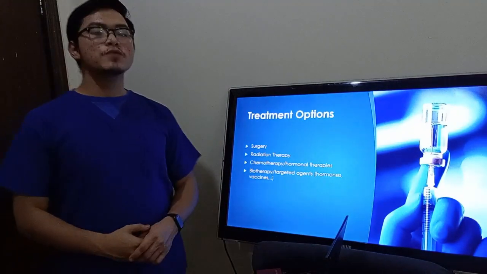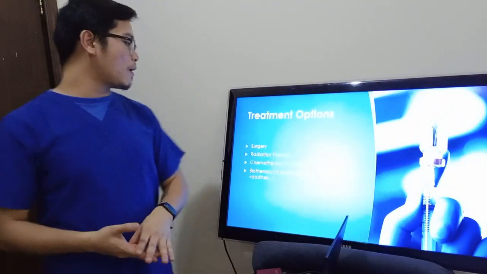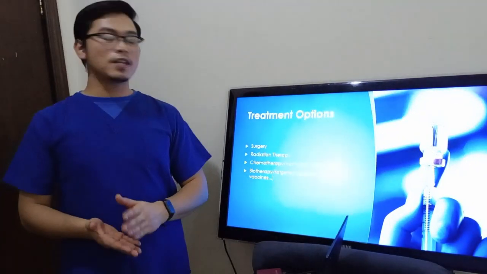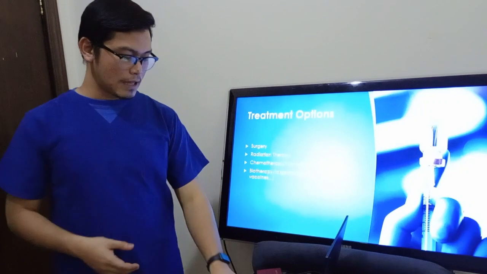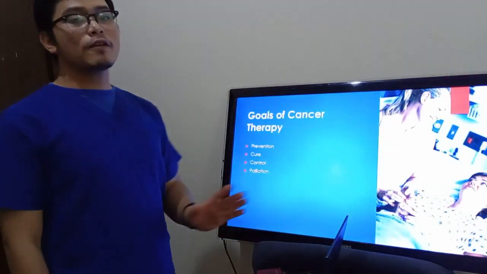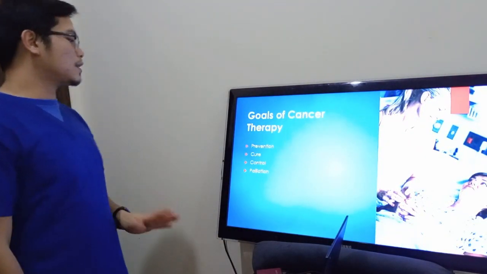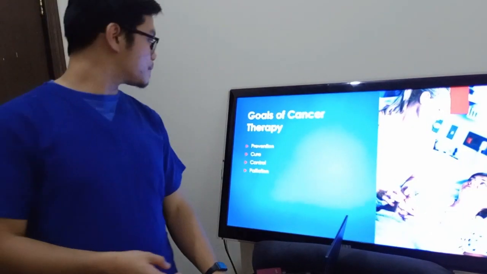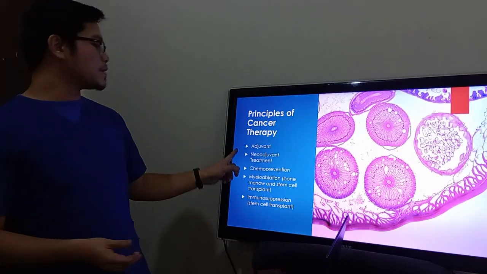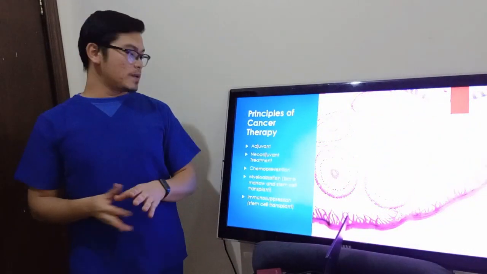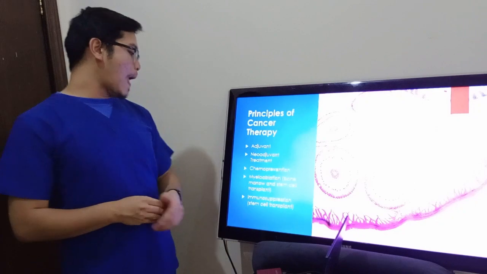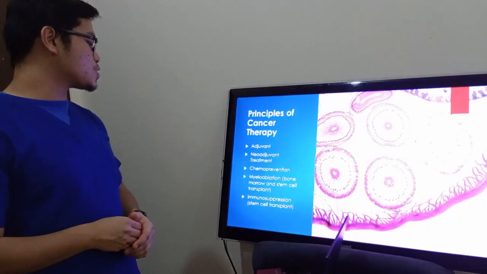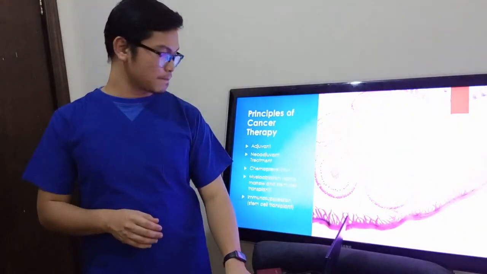So we have the treatment options: surgery, radiation therapy, chemotherapy and hormonal therapies, biotherapy and targeted agents such as hormones and vaccines. The goals of cancer therapy can be prevention, cure, control, and palliation. The principles of cancer therapy include adjuvant and neoadjuvant therapy, chemoprevention, myeloablation, which is a bone marrow and stem cell transplant, and immunosuppression.